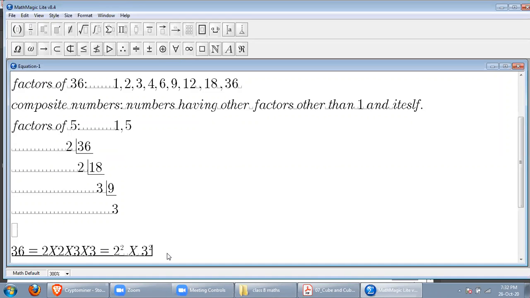Actually we know that a to the power n into b to the power n is (ab) to the power n. Okay, like this you can say.